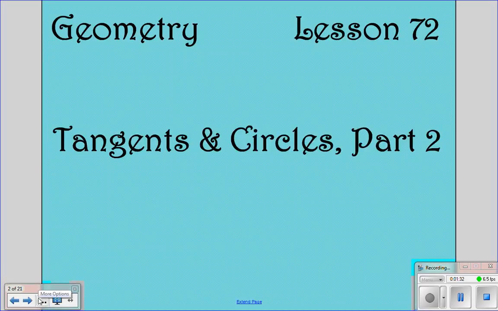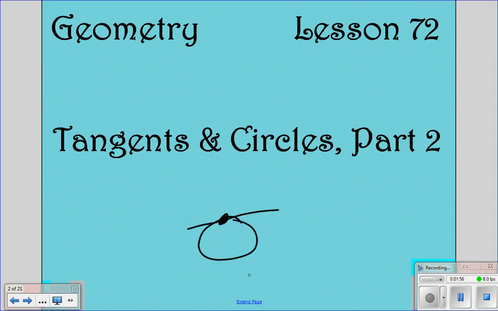So we are looking at lesson 72 today. We're looking at tangents and circles, part 2. We have already looked at tangents and circles earlier this year on lesson 58. So we're going to be looking more at tangents and circles. I'm going to quickly remind you what a tangent looks like. You've got a circle, and a tangent touches it at one point only.